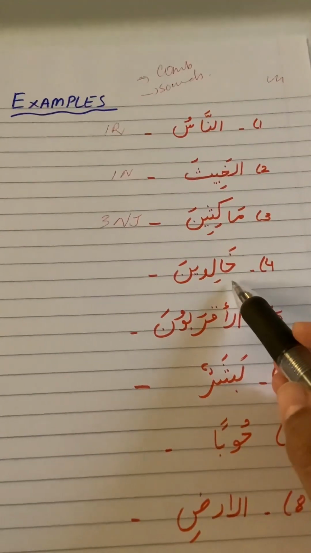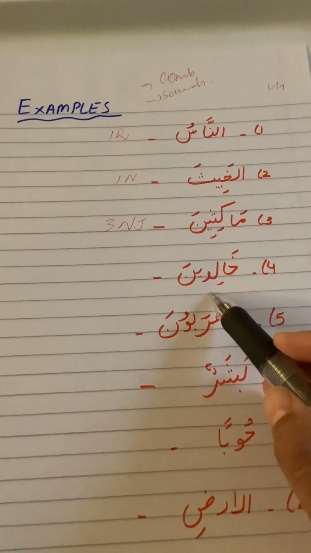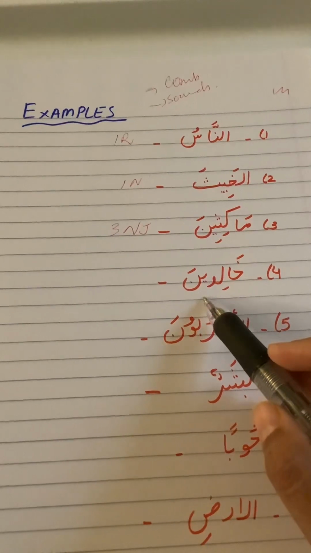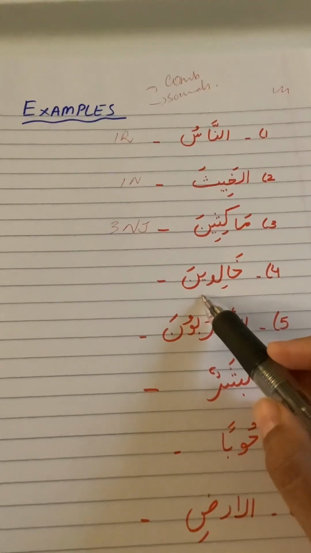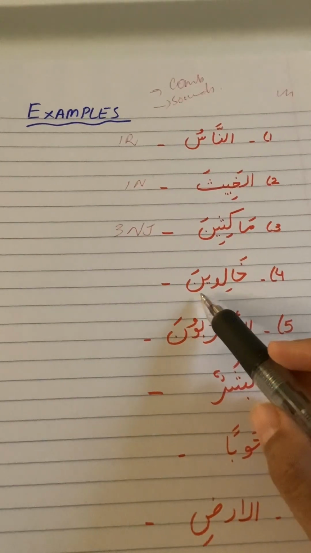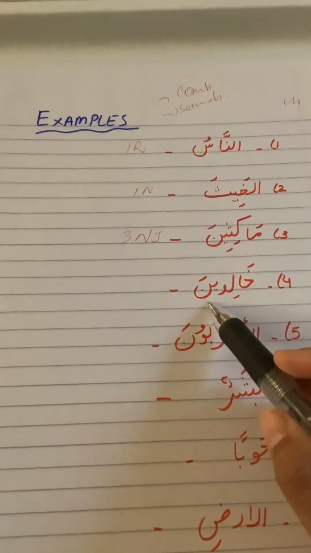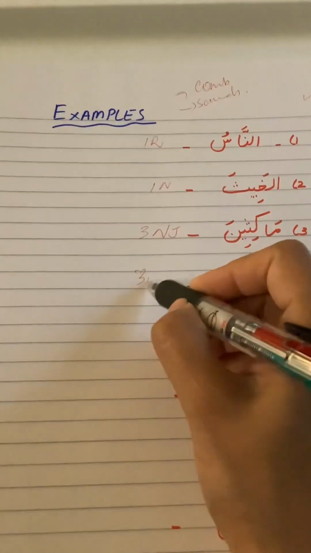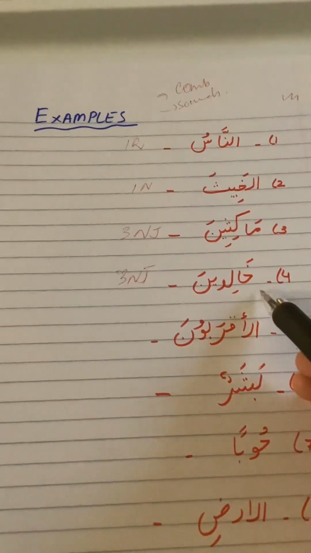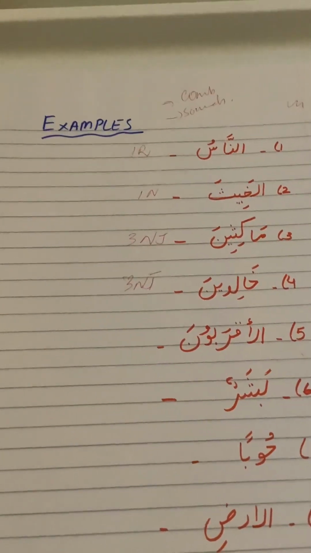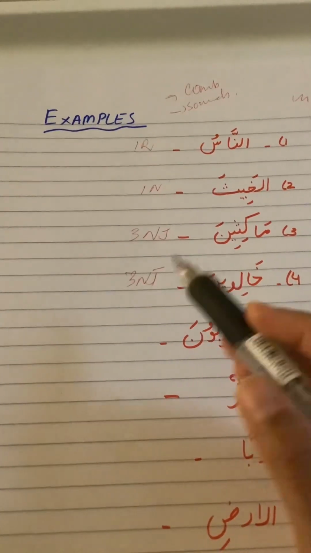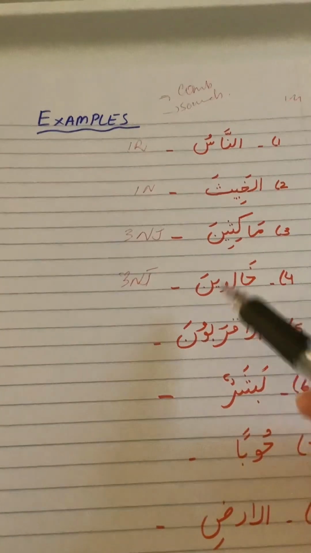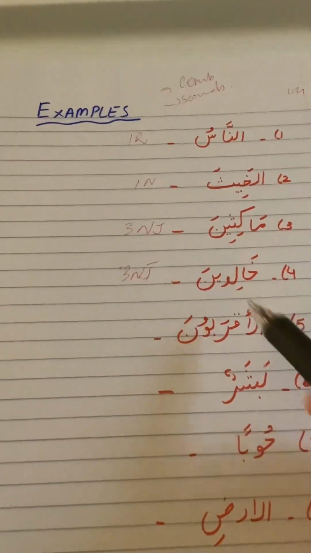Now let's move on to the next example, which is Khalidina. So we have to look: is it a combination or a sound? Khalidina. I hear ina, and ina is what? Three nasb or jar. We'll be able to differentiate between nasb and jar in the future, but for now it can be either nasb or jar.